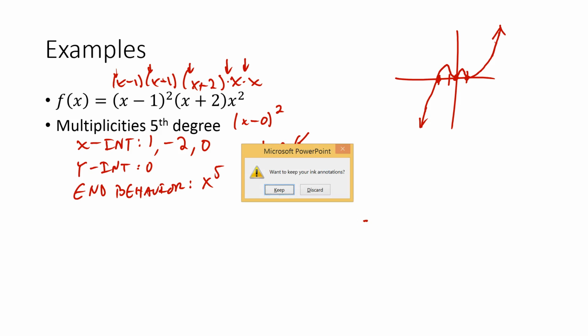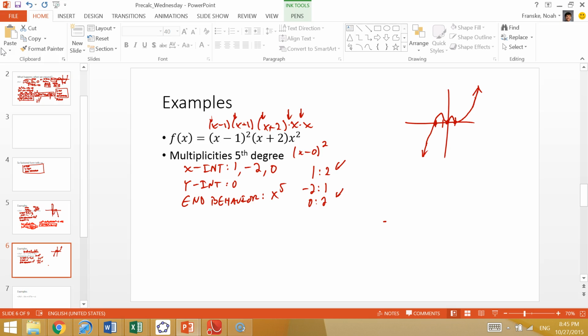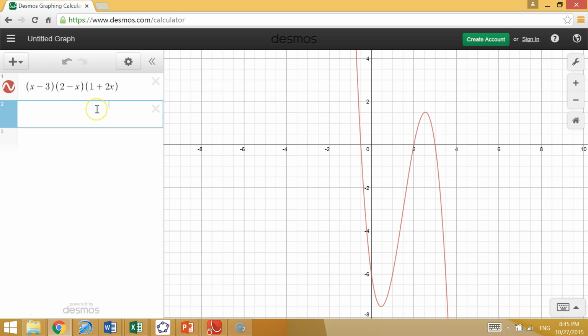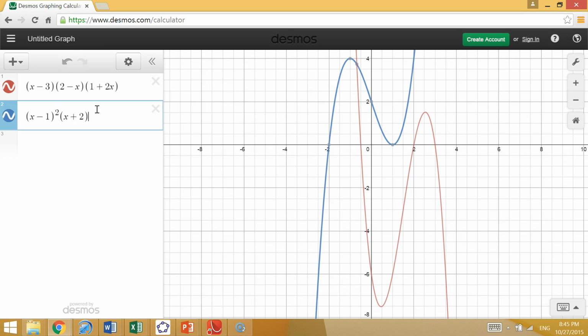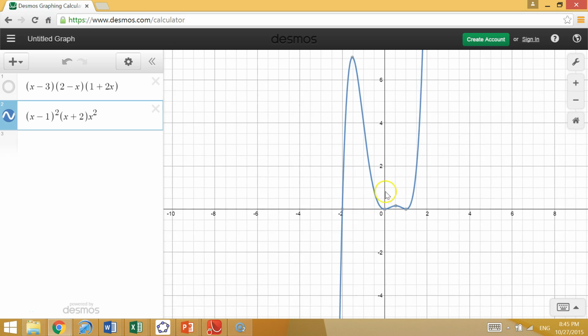All right. So this time we have x minus 1. I should probably do a new graph. We got x minus 1 quantity squared. And then we have that multiplied by x plus 2, and then times x squared. Get rid of our other graph. And we do see that we have something that comes up, and then it bounces twice, and then goes off to infinity. And that's it.